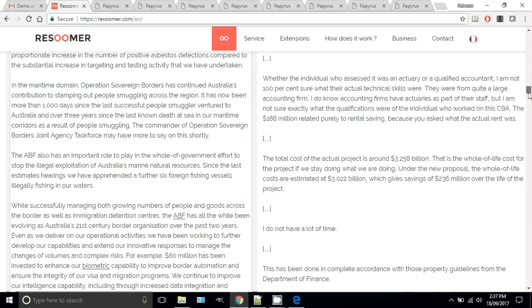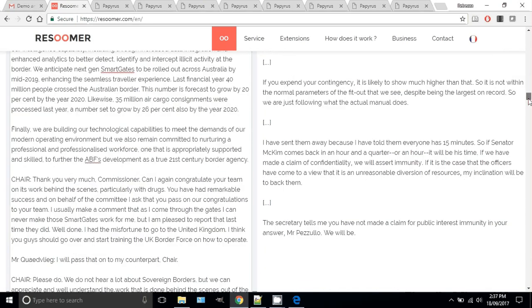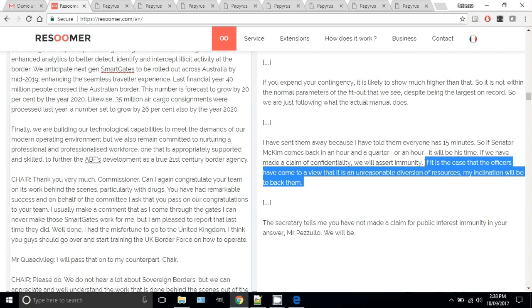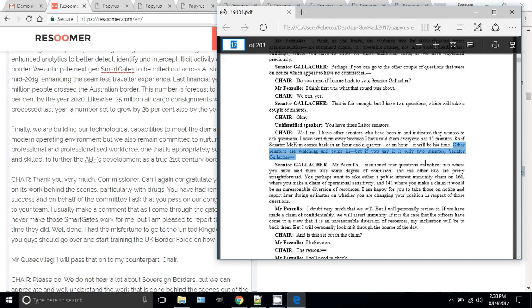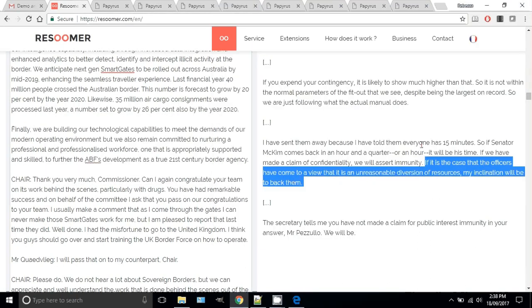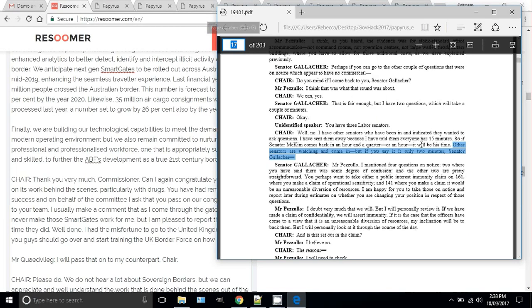Another obvious problem is further down here, where it says, I've sent them away because I've told them that everyone has 15 minutes, so if Senator McKim comes back in an hour and a quarter or an hour, it will be his time. This is mundane chit-chat that we really don't want to waste our time reading in the summary. Also, it seems to have replaced an unrelated sentence in the same paragraph. If we look at the original document in that paragraph, we can see this sentence has been taken out of context.